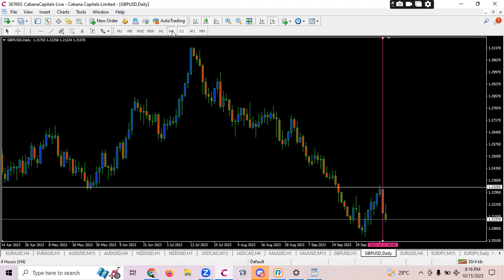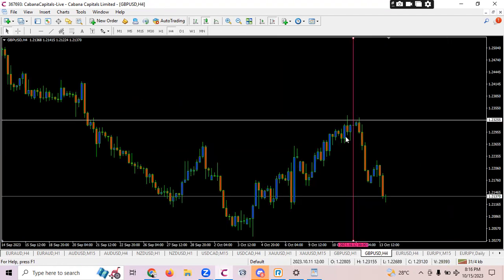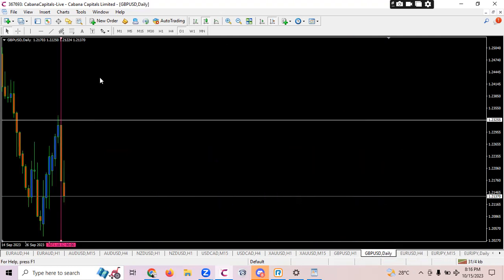So let's go to 4 hour. What do we have on 4 hour after the close of the Wednesday candle? You can see what we had on 4 hour after the close of the Wednesday candle. You can see what we have. This was an engulfing pattern. Can you see that? Let me adjust.